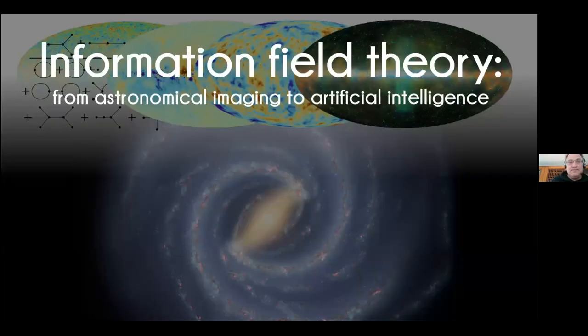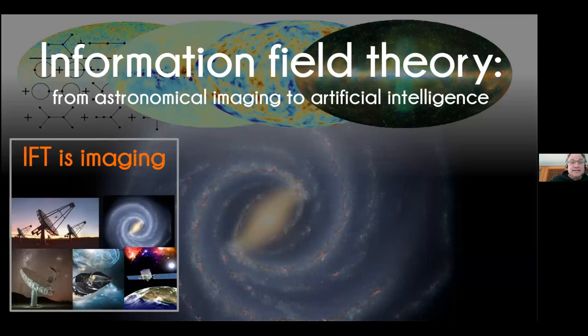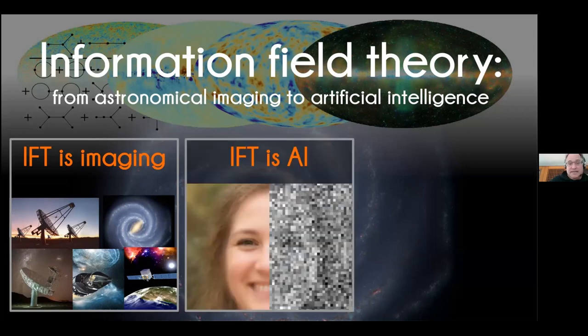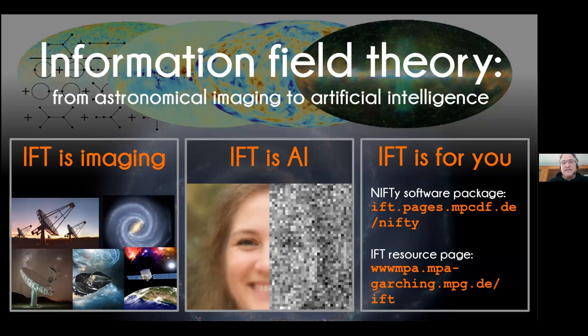Information field theory is imaging, a theory behind how to get an optimal image from data. It can be regarded as artificial intelligence, just with networks where the architecture is determined by our knowledge. But if objects are too complicated, like human faces or galaxies, you might use techniques from neural networks in order to put them in as priors. And information field theory is you.